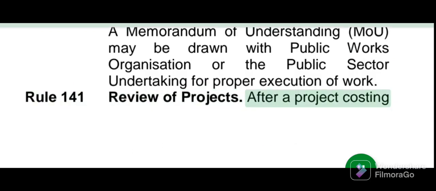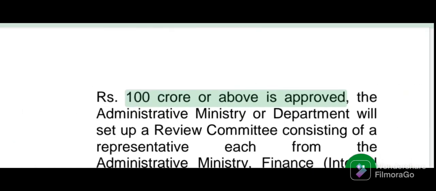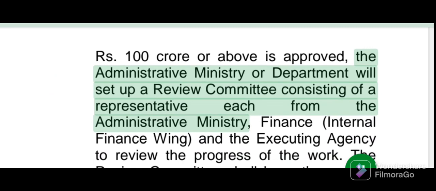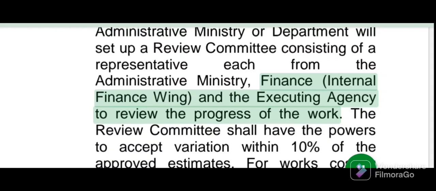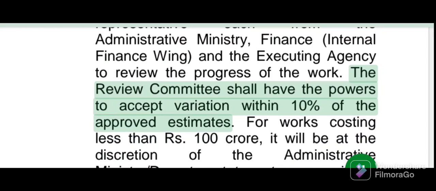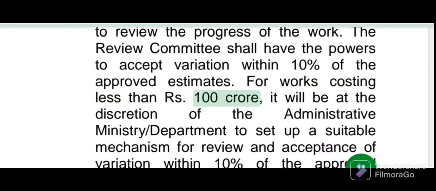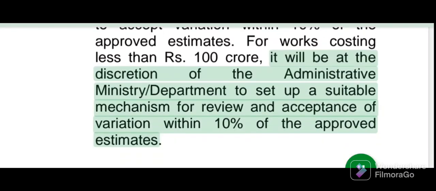Rule 141: Review of projects. After a project costing Rs. 100 crore or above is approved, the administrative ministry or department will set up a review committee consisting of a representative each from the administrative ministry, finance, internal finance wing and the executing agency to review the progress of the work. The review committee shall have the powers to accept variation within 10% of the approved estimates. For works costing less than Rs. 100 crore, it will be at the discretion of the administrative ministry or department to set up a suitable mechanism for review and acceptance of variation within 10% of the approved estimates.